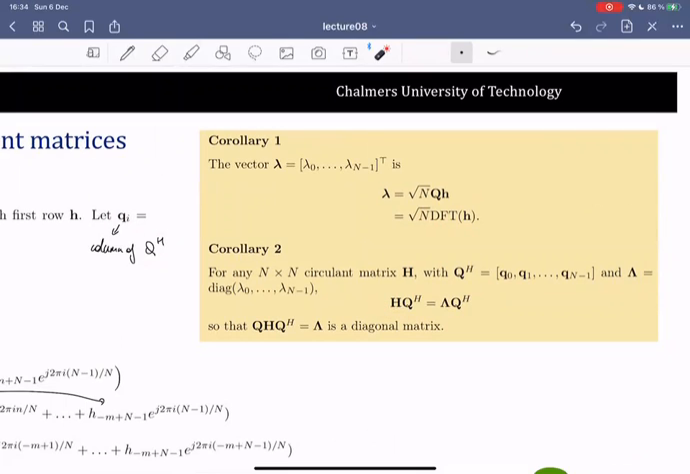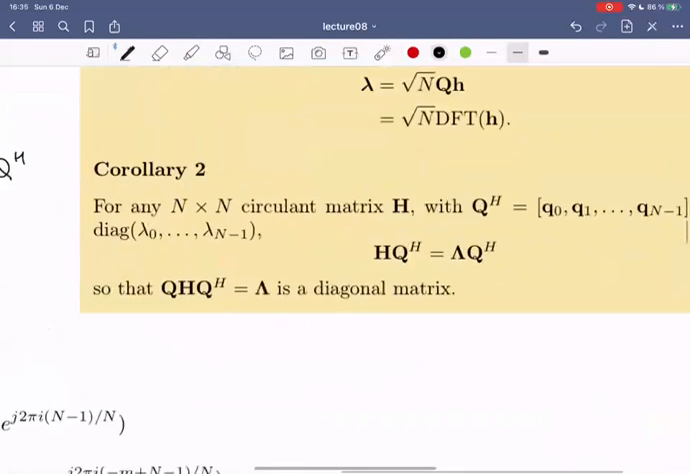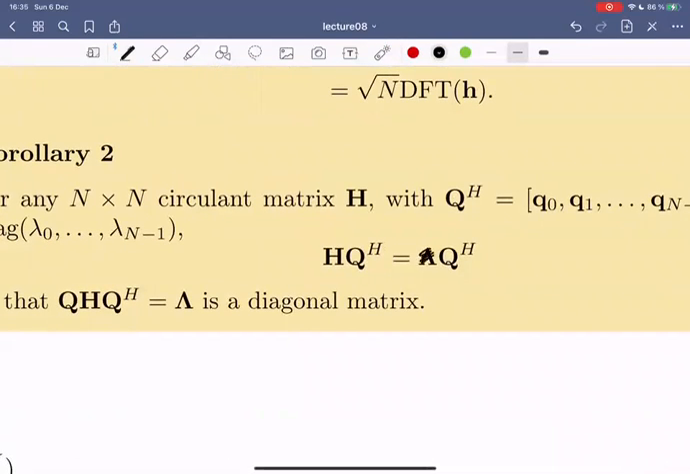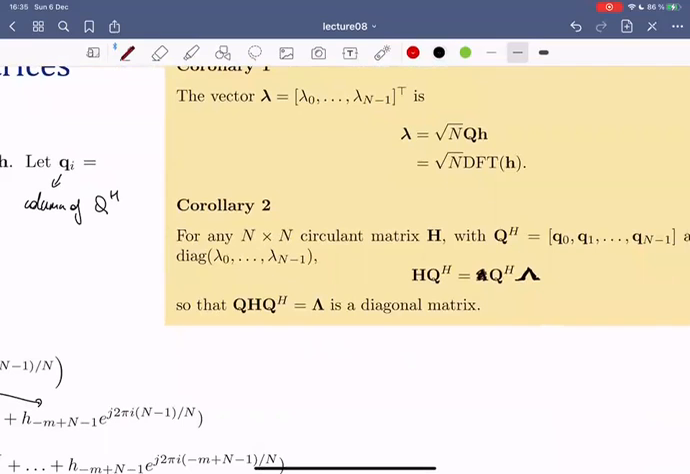Sorry, something is wrong. This turns out to be not correct. The lambda should be here. Now with this correction, I can multiply both sides with q.